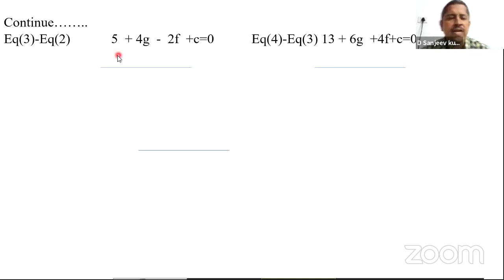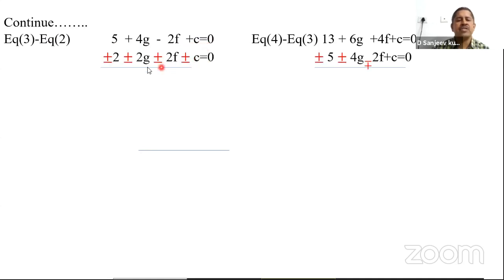So what is it? We got equation 3 and equation 2. First, you have taken equation 3 minus equation 2. So what is equation 3 here? 5 plus 4g minus 2f plus c is equal to 0. Now what is equation 2? It was 2 plus 2g plus 2f plus c is equal to 0. See the plus sign here. For 2, no sign means always positive.